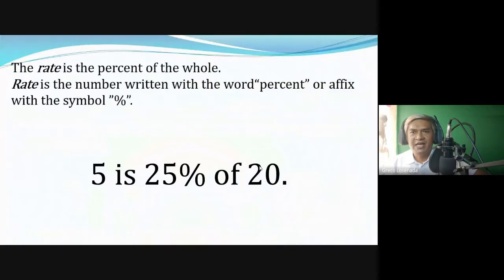Let us first define again the rate, the base, and the percentage. So here is now the definition of rate. It is the percent of the whole. It is the number written with the word percent or affixed with the symbol percent. So obviously, the rate here is 25%.